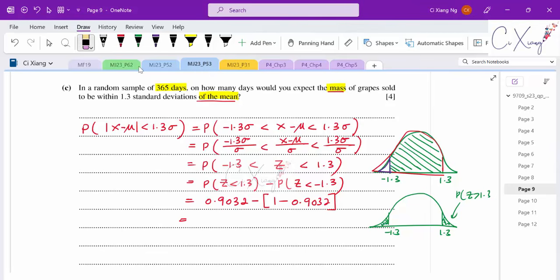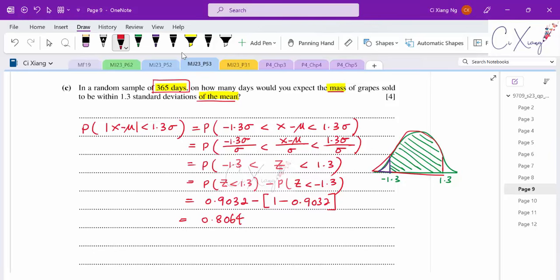All these are basics. If you don't understand what I'm writing here, you need to go back to chapter 5 in your Stats 1 notes to recall the detailed steps on finding all the probabilities. If you simplify the expression here, you should get 0.8064. This is not my final answer yet because they are interested in finding the expected days from 365 days, how many of them are within this condition.